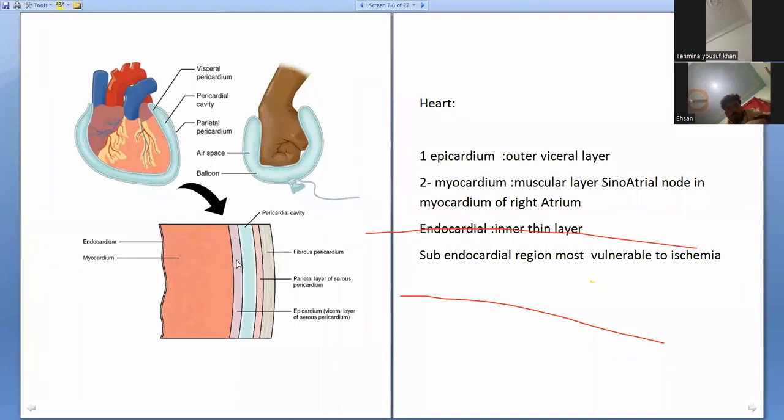It is called, we discussed it, visceral pericardium, right? This one was visceral pericardium, but it is also called epicardium.